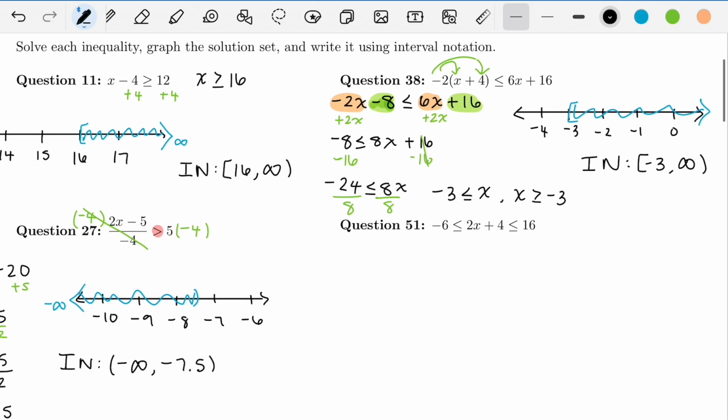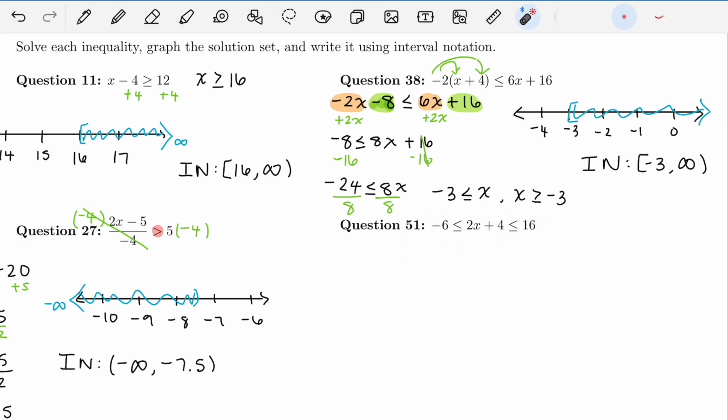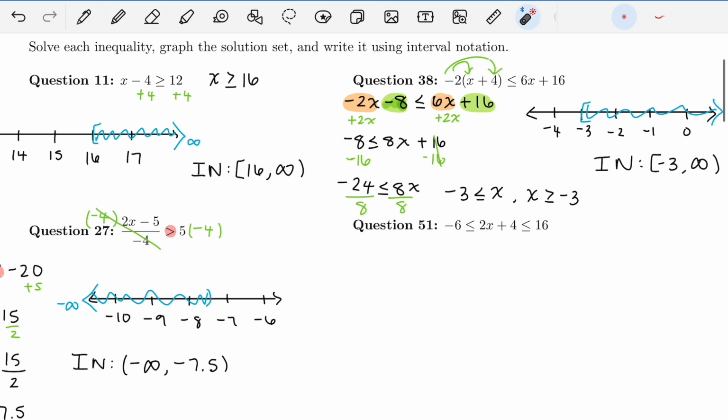All right, let's look at this last inequality here. Now this is a 3-part inequality. So these guys are special because whatever we do to one part of the inequality, we have to do to the other 2 as well. Similar to these 3 examples here, whatever we did to one side of our inequality, we had to do to the other. So same idea, we just are dealing with 3 parts now.